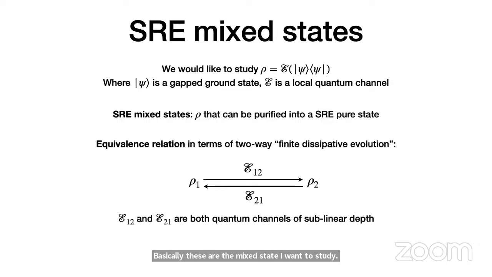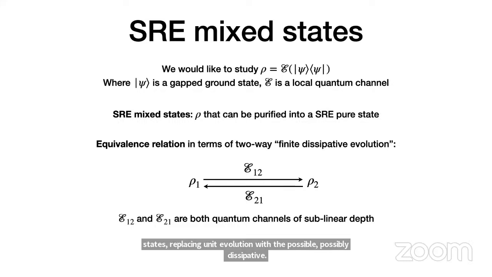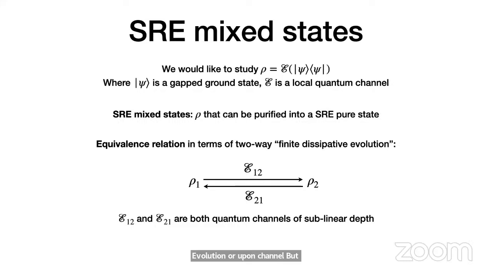And we also need a notion of equivalence between different mixed states. So in the ground state, we know the equivalence is given by unitary operators. And one nice thing about unitarity is that it's invertible. We can have U, and U inverse is inverse time evolution. So naturally, we would like to generalize this to mixed states, replacing unitary evolution with possibly dissipative evolution or quantum channel. But then there's a problem. Dissipation is not invertible. Right? We know that from thermodynamics, or some kind of law of thermodynamics.